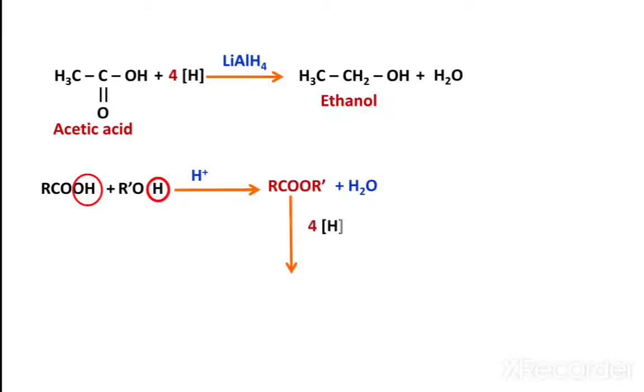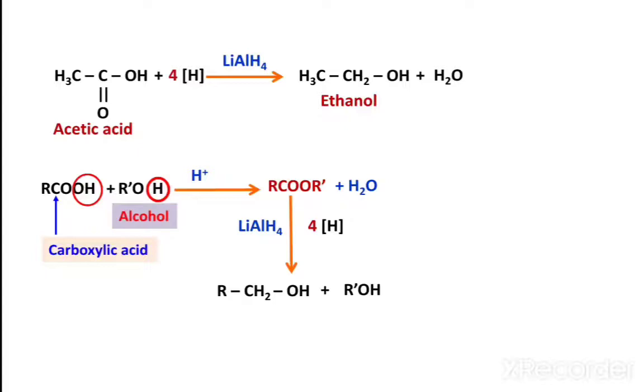Then in the next step, the ester on treatment with 4 nascent hydrogen, that means the reducing agent lithium aluminum hydride, undergoes reduction, and we get a primary alcohol, that is RCH2OH plus alcohol. This is the carboxylic acid, RCOOH, and this is alcohol, and we get ester, and this ester undergoes the reduction by using lithium aluminum hydride, we get alcohol.